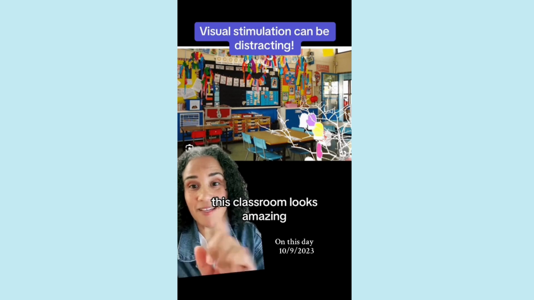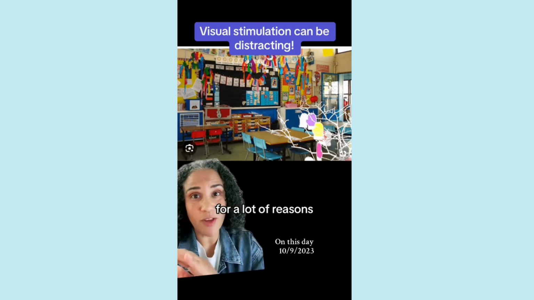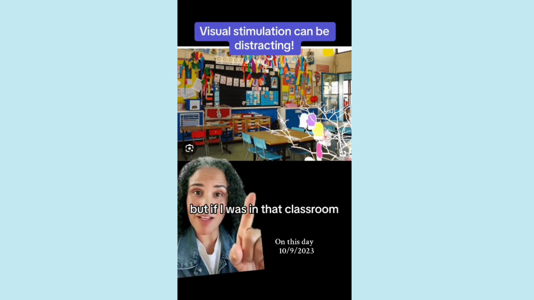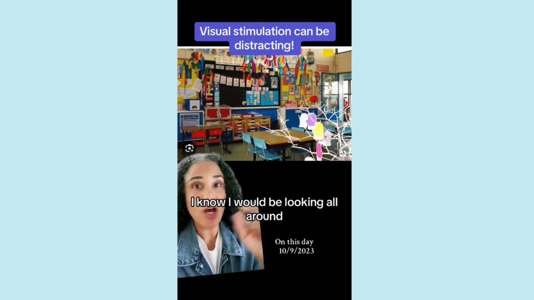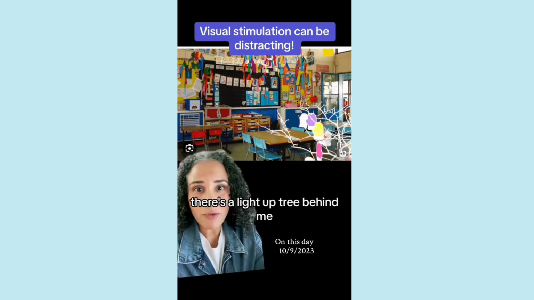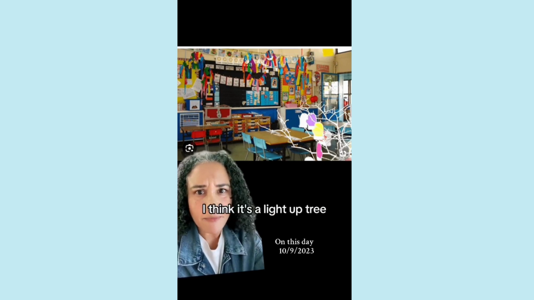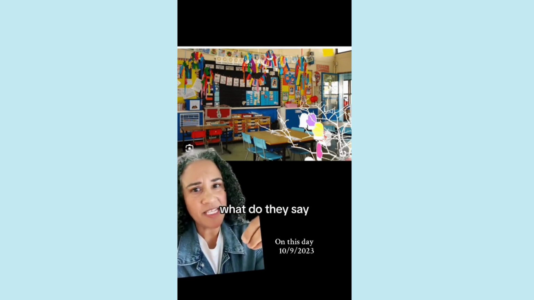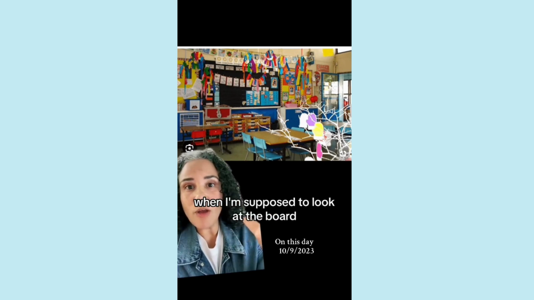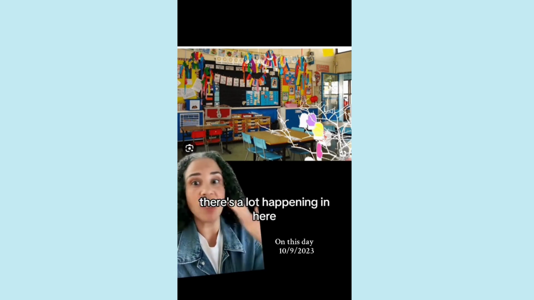This classroom looks amazing. I never made classrooms that look like this for a lot of reasons. But if I was in that classroom, I know I would be looking all around. There's things hanging from the wall. There's a light up tree behind me. Is it gonna light up? I think it's a light up tree. There are things hanging from it. What do they say? Where do I look on the board when I'm supposed to look at the board? There's a lot happening in here.